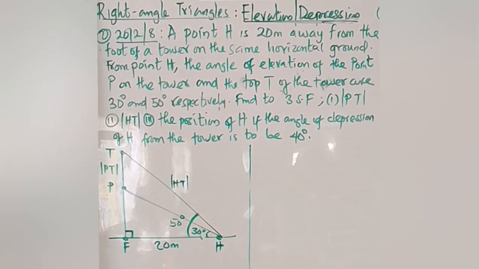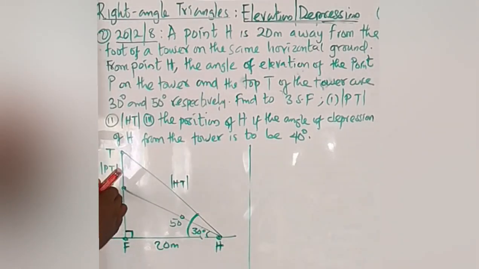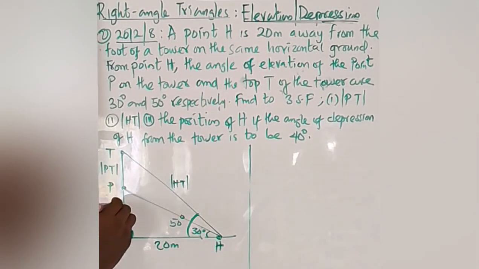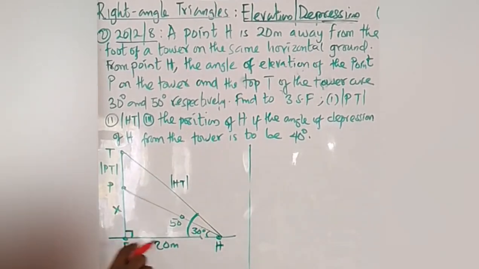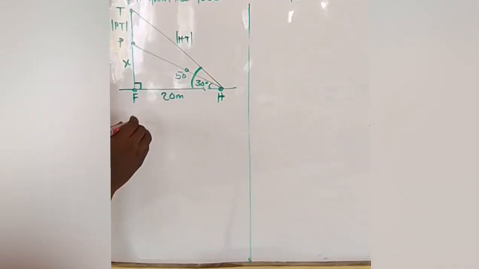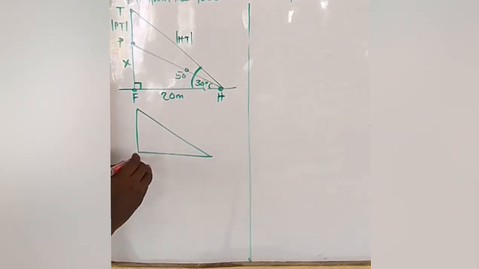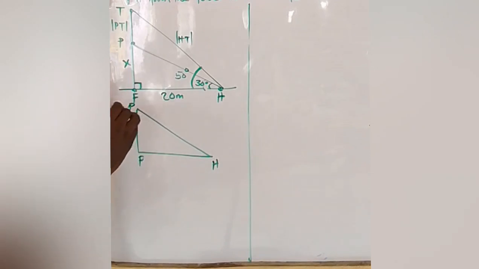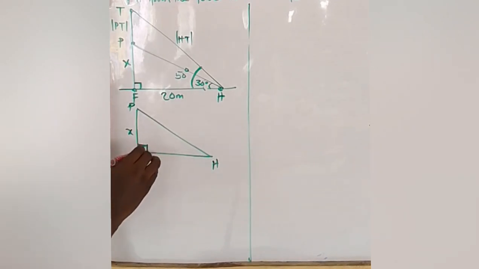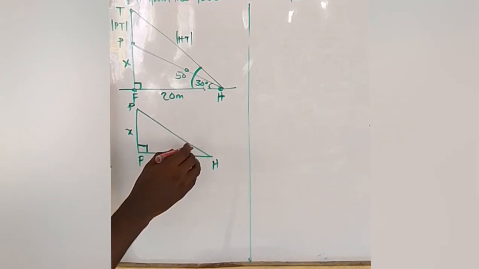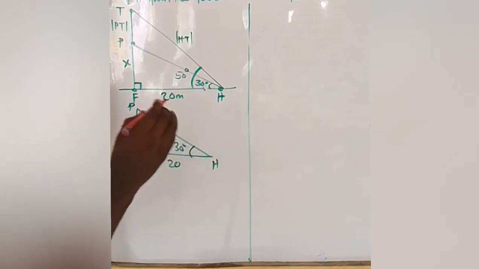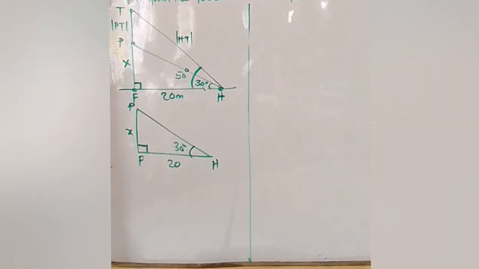Now from here we have two right angle triangles. Let's bring them out. First, we have this small one. We don't know from here to here, so let's call it X. If we bring out this small triangle PHF, this is X, this is 90 degrees, this is 20, and this is 30. We can get the value of X directly.